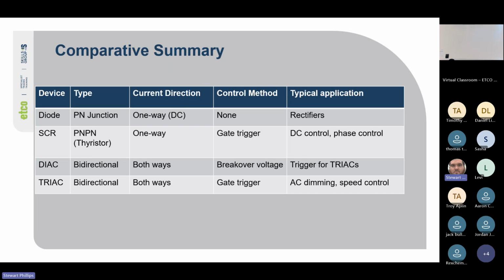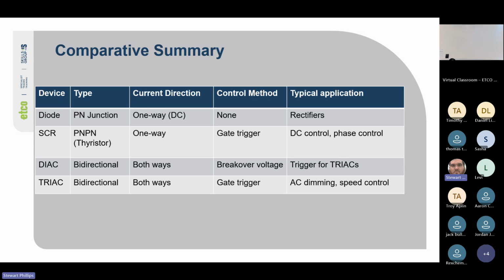And then we have our triacs, which are bidirectional. They allow current to conduct in both ways. Their control method is the gate trigger. So the typical application would be AC dimming and speed control.